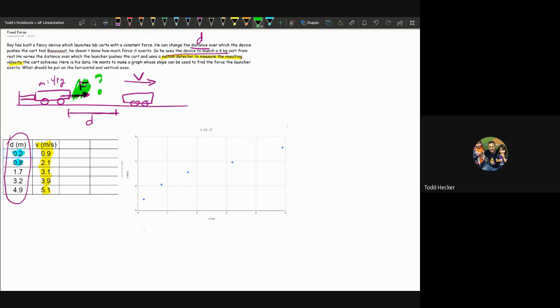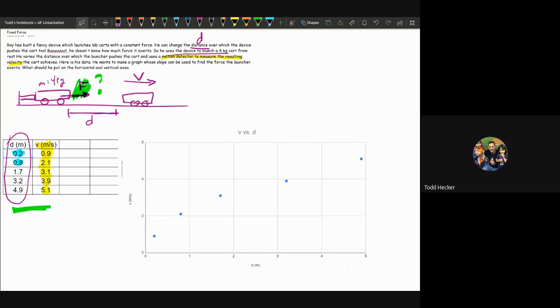So he wants to make a graph whose slope can be used to define the force the launcher exerts. What should he put on the horizontal and vertical axes? Again, there is more than one answer for this. Before I do that, let me show you what happens if you just plot this data as it appears here in the data table. Here's the graph you get.